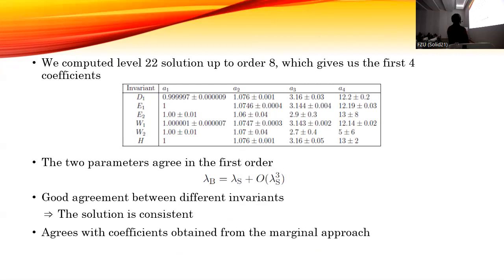But if you look at the errors, you can essentially see that the values from the individual invariants agree with each other. Which means that the solution is consistent, and we can take values from E1 or W1, which are most precise, as the results. This solution also tells us, since here you can see 1 without any errors, that in the first order we can compute exactly that the marginal parameters are equal, and then there is some correction at the third order.